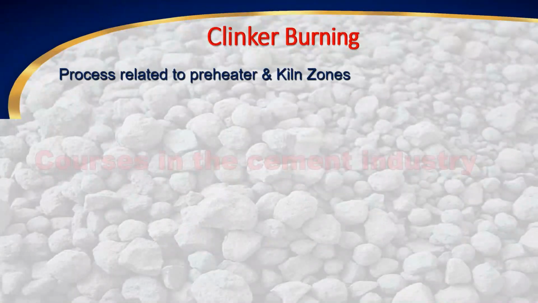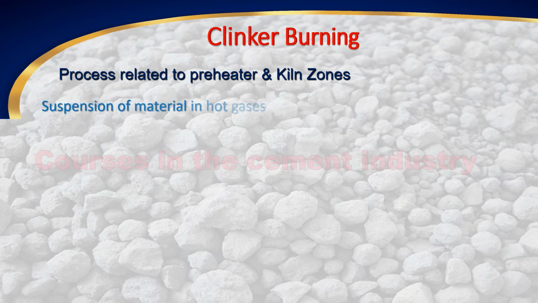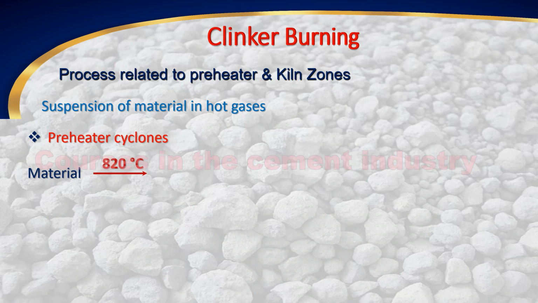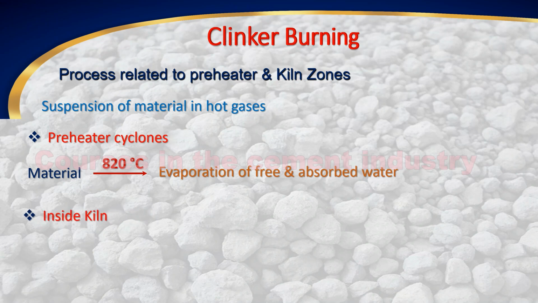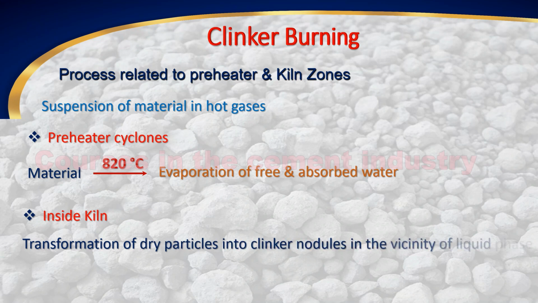Process related to preheater and kiln zones. Suspension of material in hot gases. Preheater cyclones. Material. The change occurs at a temperature of 820 degrees. The change that happens: evaporation of free and absorbed water. Inside the kiln: transformation of dry particles into clinker nodules in the vicinity of liquid phase.